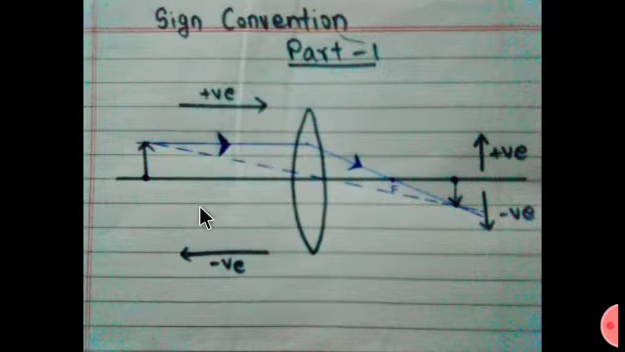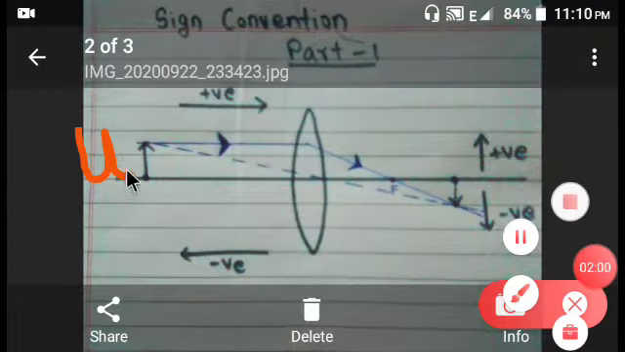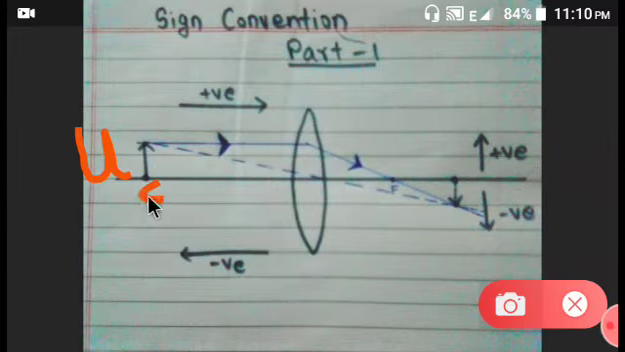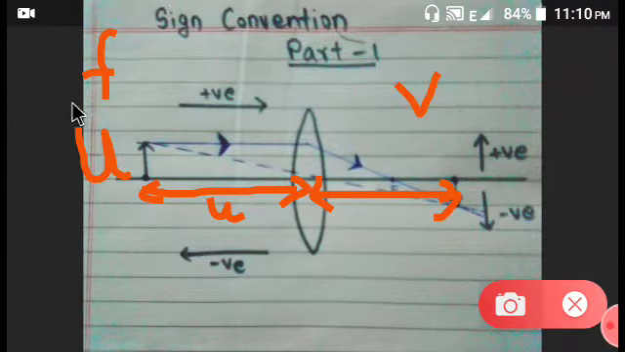Sign convention. What is actually sign convention? First of all, you need to know three things. First one is u. u is the distance between the object and the optical center of the lens. The second thing is v. v is the distance between the optical center and the image. And the last one is f, the focal length. You know what a focal length is, and probably they will give the focal length of the lens in the question, so no need to worry about it.